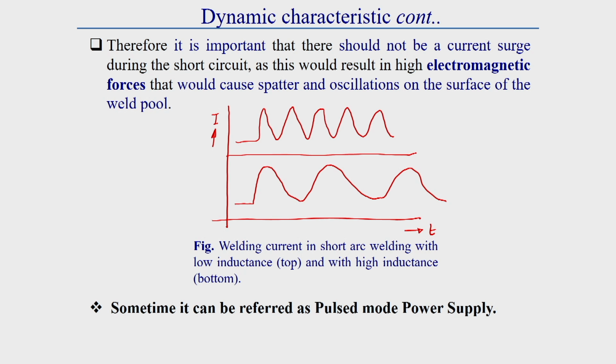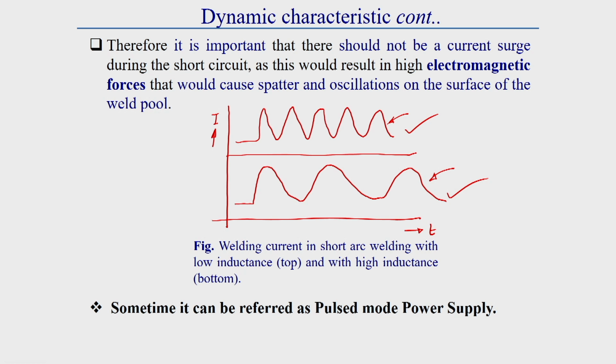Here you see, in this figure the variation is very rapid, meaning the pulse rate is very high. Each and every peak is called a pulse. So the rate of pulses here is very high, and in this other case the rate of pulses is comparatively low. That means the rate of change of current here is comparatively rapid, while in this case the change of current is slower.